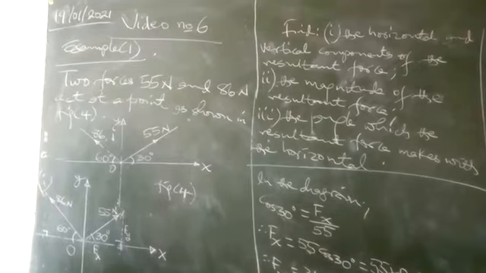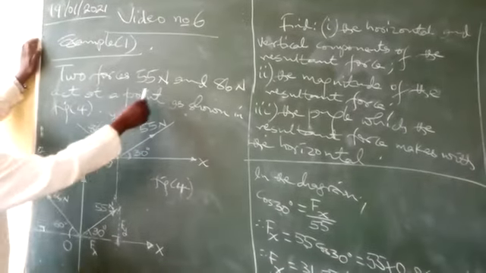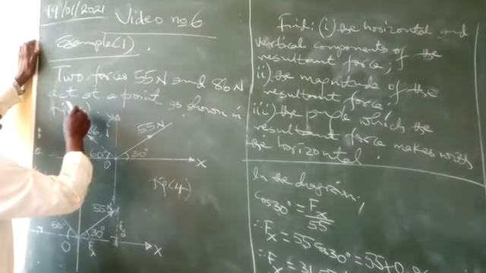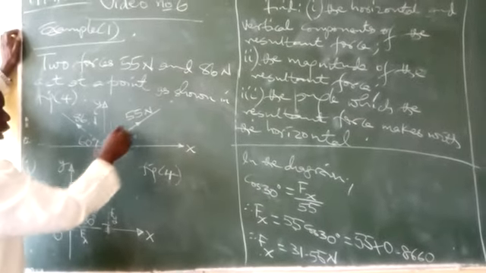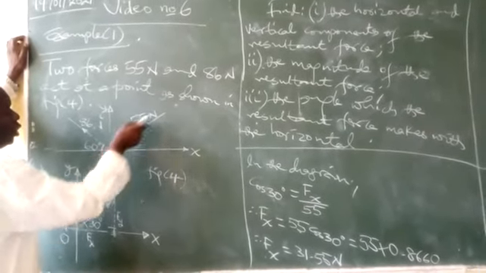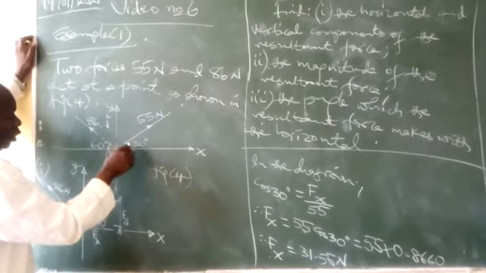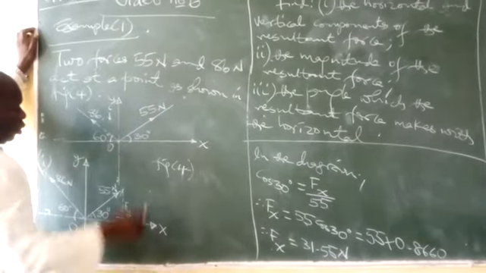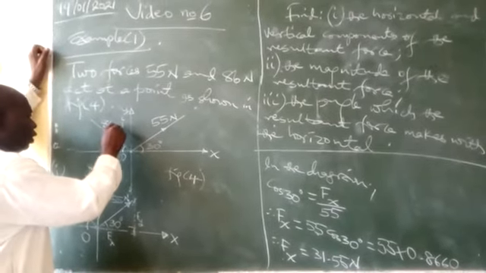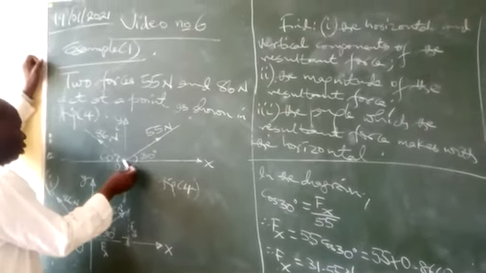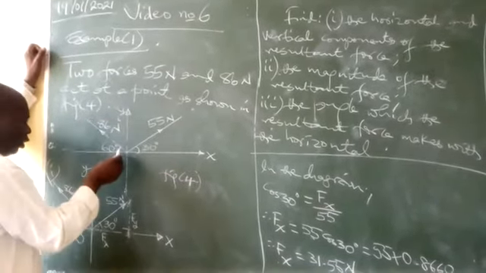Example 1. I read. Two forces, 55 Newton and 86 Newton, act at a point as shown in figure 4. This is the figure. Two forces. We have 55 Newton force acting in the northeast direction at 30 degrees to the horizontal x-axis. The second force of 86 Newton is acting in the direction of northwest at 60 degrees to the horizontal.